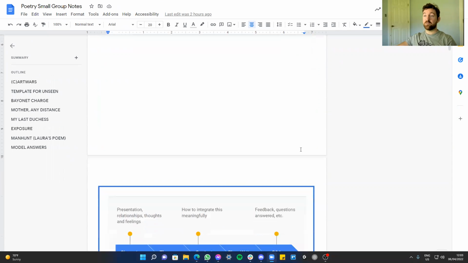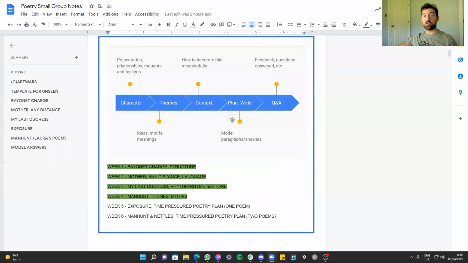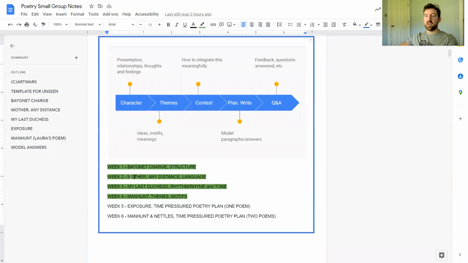So in the first few weeks of this poetry GCSE course, we looked at Bayonet Charge and thought about how to analyze structure. In the second week, we went through Mother, Any Distance, which is from the Love and Relationships anthology, and we looked at language. Then we looked at My Last Duchess and thought about rhythm and rhyme and tone. And then we did a lesson last week on Manhunt, thinking about themes and motifs.